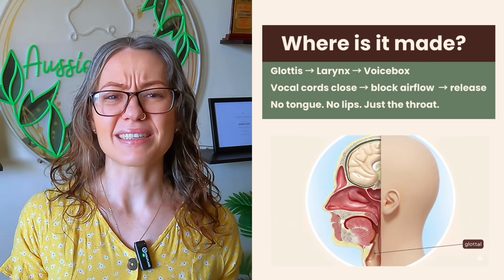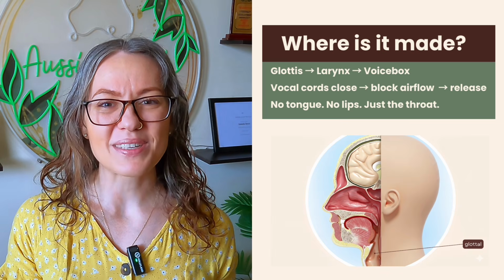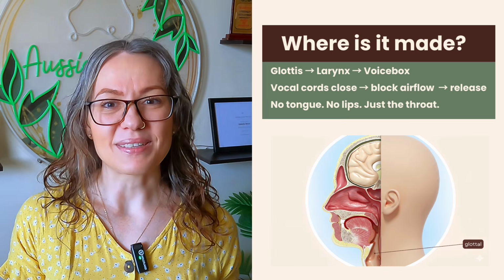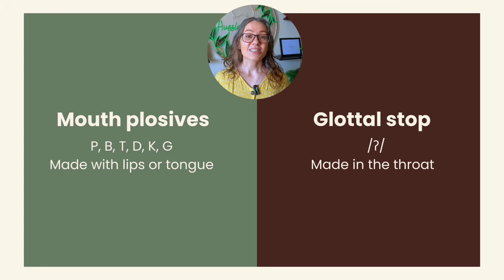It's almost a non-sound. There's no air moving, no tongue placement, no lip shape involved. The mouth position is completely neutral. This happens all in the throat. It's actually technically a plosive sound, just like p, b, t, d, k, and g. The difference is that those plosives are made in the mouth by your lips or tongue. The glottal stop is made in the throat by your vocal cords.